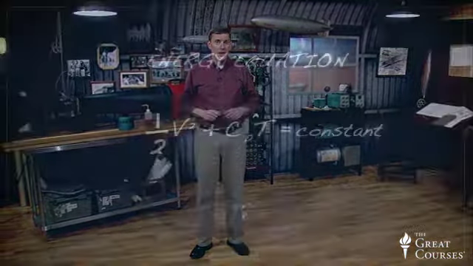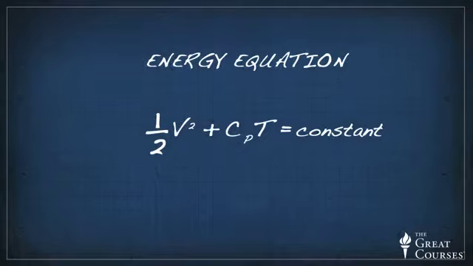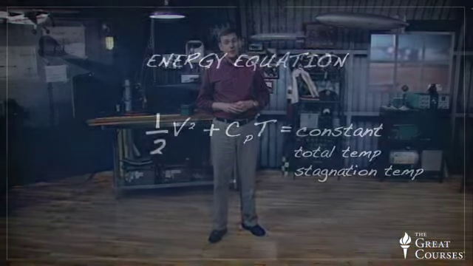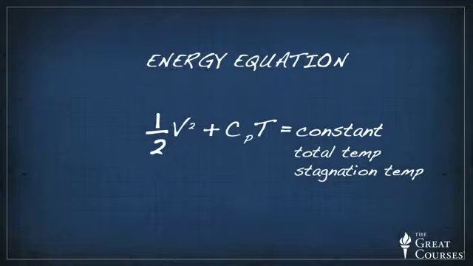It actually has a form very similar to the Bernoulli equation, but relates the flow velocity to temperature instead of pressure. The energy equation states that the product of 1/2 times the square of the velocity plus Cp times the temperature is a constant. The value of this constant is referred to as the total temperature, or the stagnation temperature. The idea behind the definition of total temperature is the same as that for total pressure. Here, the energy equation describes a trade-off between the flow velocity and temperature.